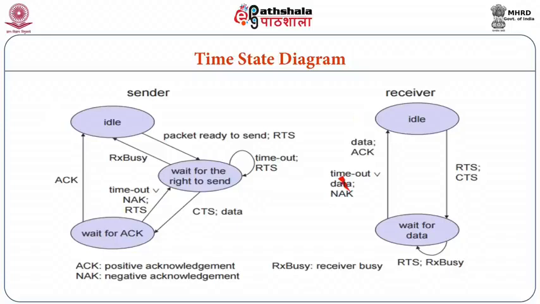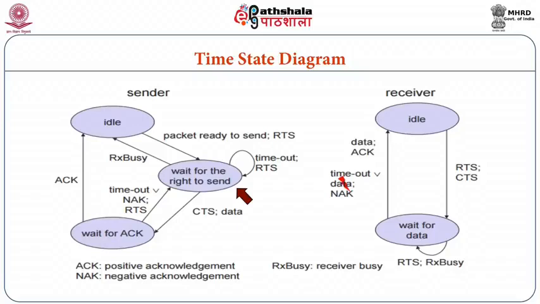Now there are three states in which the sender can be: idle state, wait for CTS, and wait for acknowledgement state. So when will the sender move from idle state to wait for CTS state? When it has sent a packet, it has sent the RTS, and now it is waiting for CTS. Now if a timeout has occurred, again it will send the RTS and it will be in the same state.